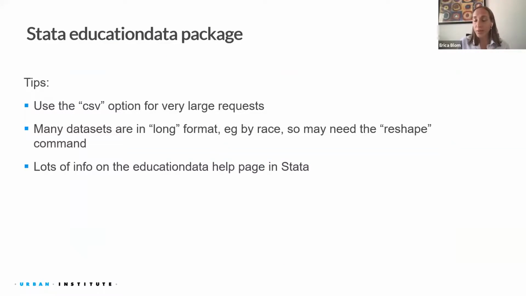Some tips, if you're downloading a lot of data this way, we recommend using the CSV option, which will make it a lot faster. Some of the data sets are in long format. So for example, if the data are broken down by race or grade or sex or some combination of those, they are going to each appear as a separate line. So you may want to use reshape depending on what you're using the data for. You can access lots of information on the educationdata help page in Stata. You can also reach out to me at educationdata@urban.org.